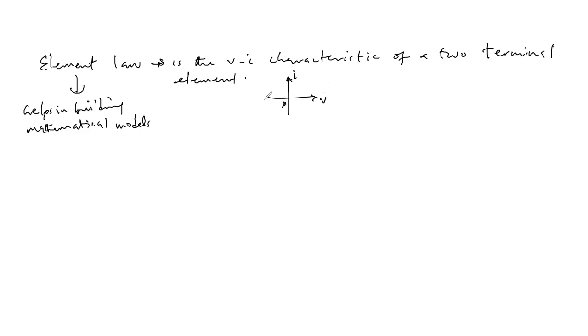So let us consider a few elements based on the element law. Let's talk about the first of it. Let's say a resistor. We know that a resistor is a passive element. We know this terminal is positive and this is negative, which designates the voltage, and the current flows in through the positive terminal, since it's a passive element.